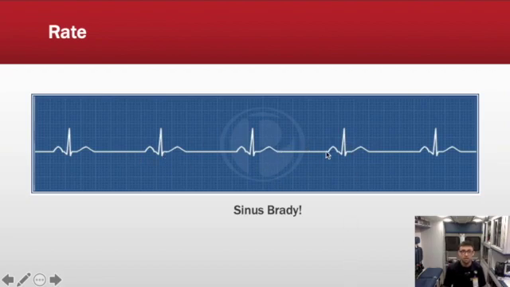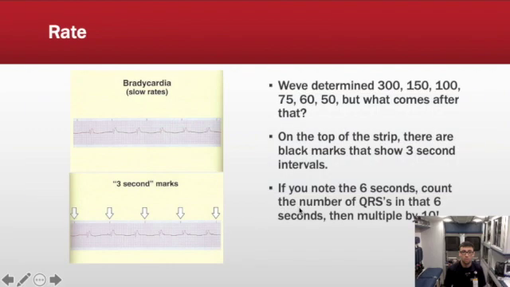Okay, so again, we're going to say that this one's pretty close to this solid line. 300, 150, 175, 60, 50, so around 50 beats a minute. There is a P wave for every QRS. There is a QRS for every P. Our PR interval looks good, and our QRS duration looks good as well. So we've determined 300, 150, 175, 60, 50, but what comes after that?